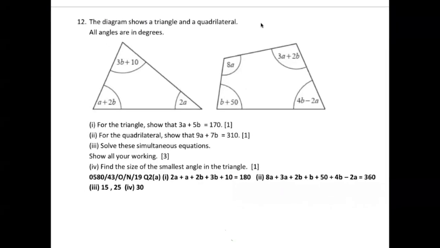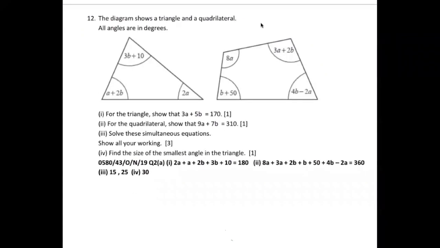So the diagram shows a triangle and a quadrilateral. We know that the sum of all the angles in a triangle will add up to 180. So if you form an equation for all the angles, 3b plus 10 plus a plus 2b plus 2a is going to be equal to 180 degrees. Simplify this equation. So sorry, that's going to be 3a plus 3b is going to be equal to 180 minus 10, that is 170.